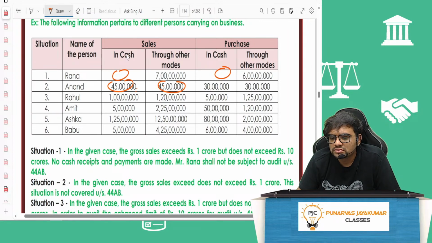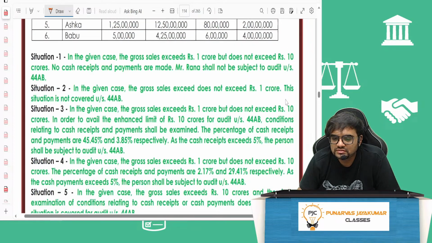Third, total sales 2.2 crore. Tax audit will apply or not apply? Tax audit will not apply up to 10 crore if your cash sales and cash purchase is less than 5%. Cash purchase 5 lakh divided by 1.3 crore, because overall is 1.3. 5 by 1.3 is 3.85%.